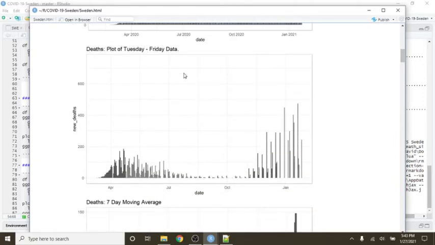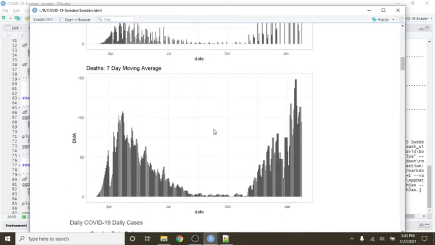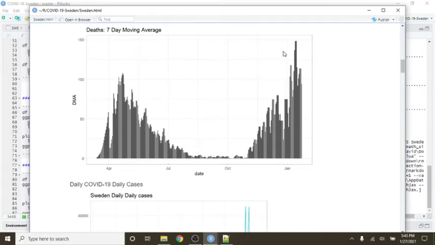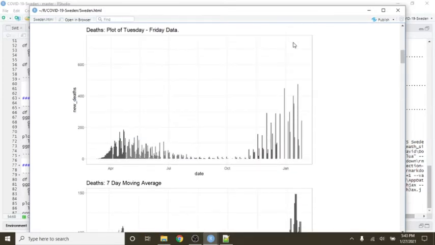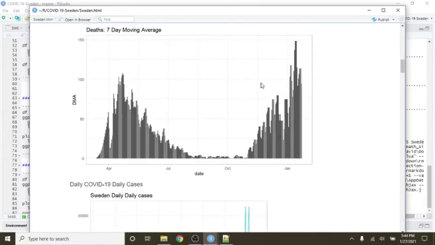We looked at this. Now we can look at this. This again is deaths. Plot of Tuesday through Friday death data. Look at all the missing dates in here. This is a 7-day moving average for deaths. You can see here once again, this is a high of 150. So for this point here, for the previous 7 days, the average number of deaths was 150. But up here, that's well over 400.